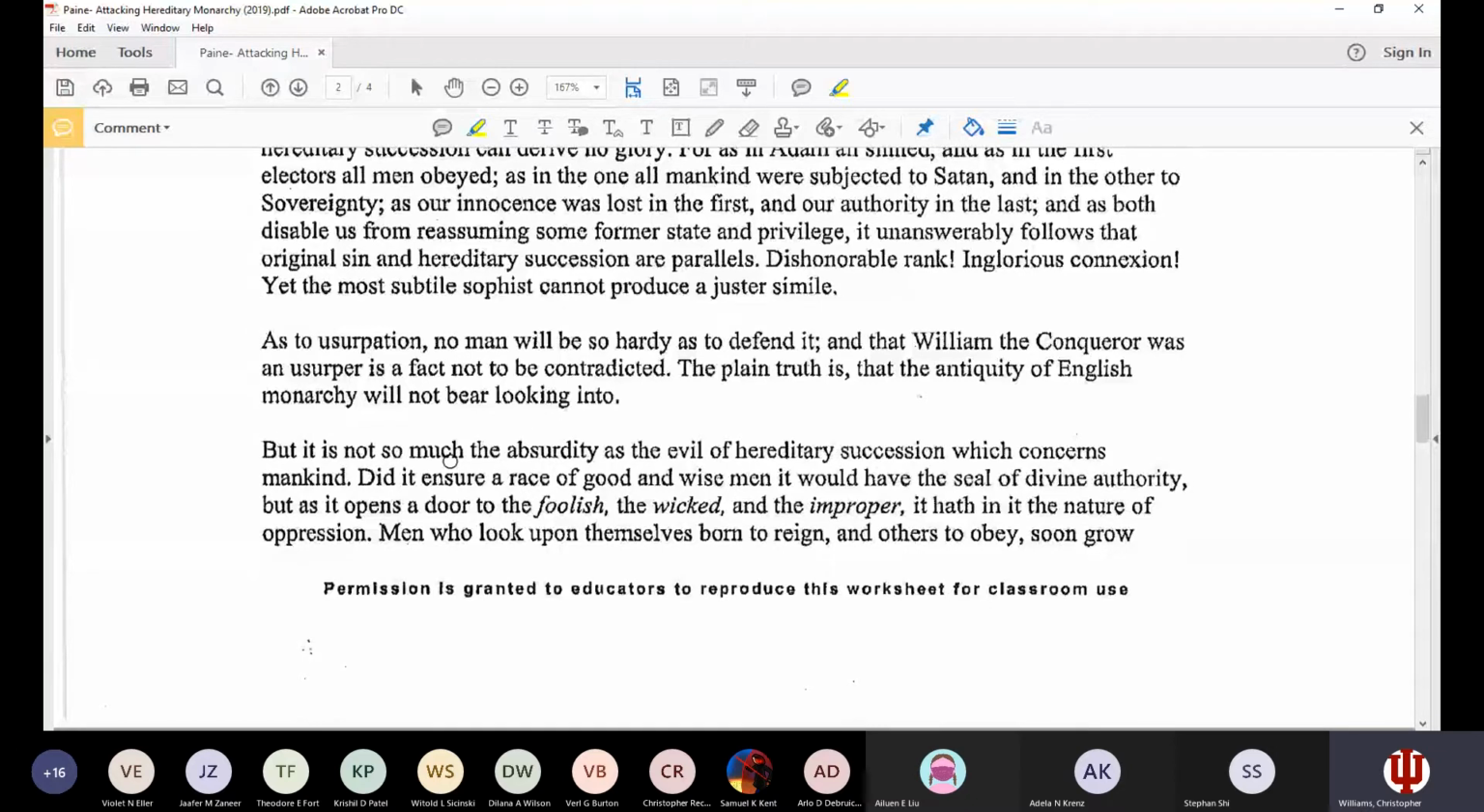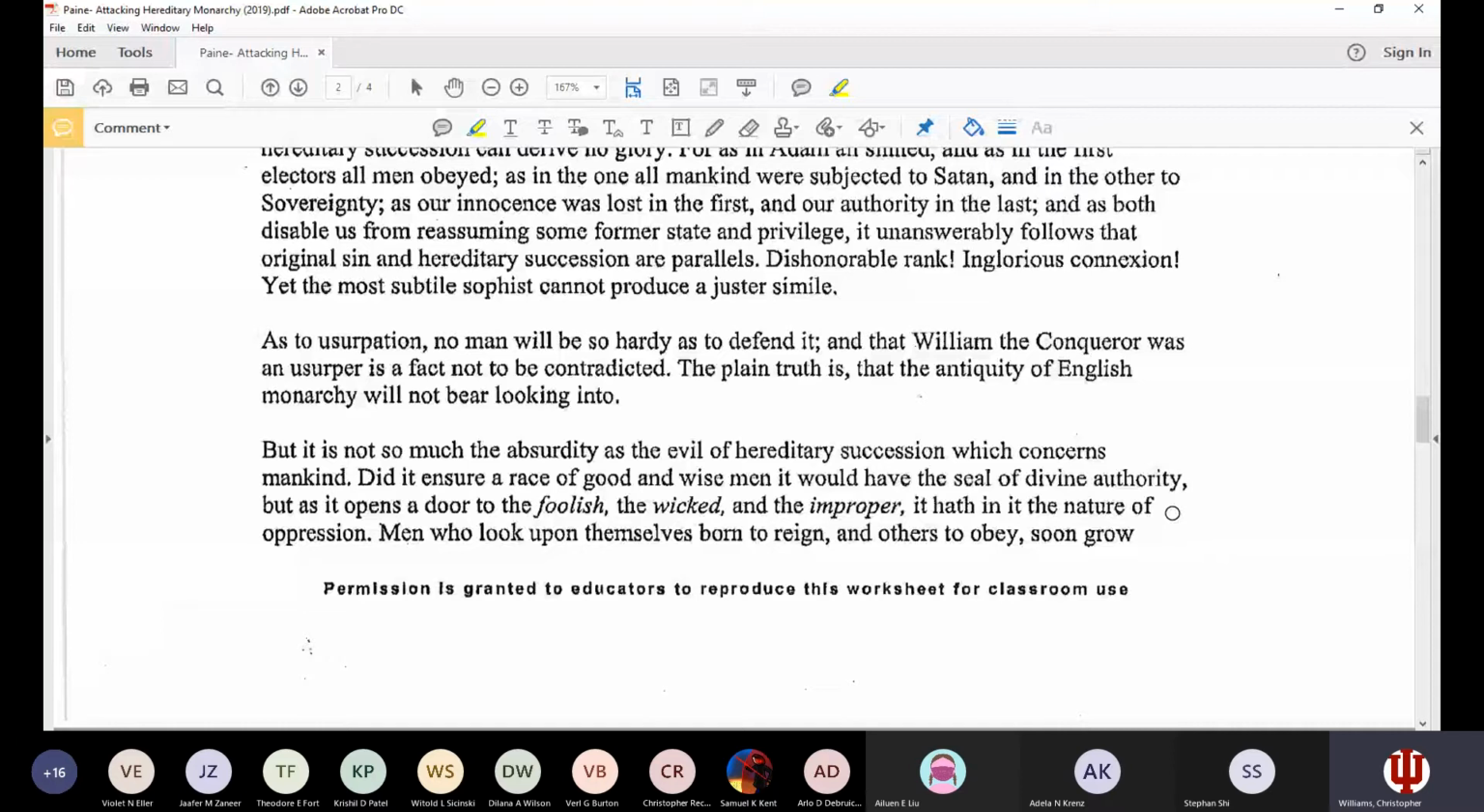And so this is a good sentence too. He says, "But it is not so much the absurdity as the evil of hereditary succession which concerns mankind. Did it ensure a race of good and wise men, it would have the seal of divine authority, but as it opens a door to the foolish, the wicked, and the improper, it has in it the nature of oppression." So it's allowed people who maybe had good intentions originally to realize what they have in front of them, this opportunity to hang on to power and make that power last longer. It changes them into someone who's power hungry and will do anything in their power to keep it.